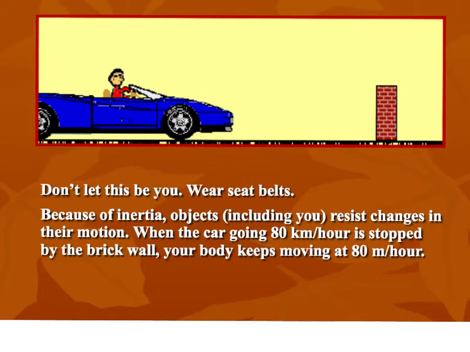Don't let this be you. Wear seatbelts. Because of inertia, an object, including you, will resist changing in their motion. Let's say you're going 80 kilometers an hour and then you hit this brick wall. Your body will keep moving at 80 kilometers per hour, and that will actually force you to go past the wall and you could get very hurt. But wearing a seatbelt resists the change in motion.